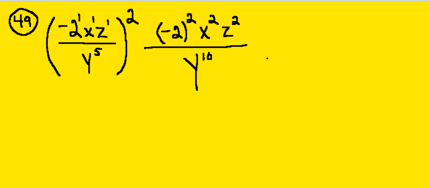All right, and that just means that this negative 2 to the second power is just going to end up being 4. 4x squared z squared over y to the 10th. No other simplifying that we can do there. Okay, so that one's done.